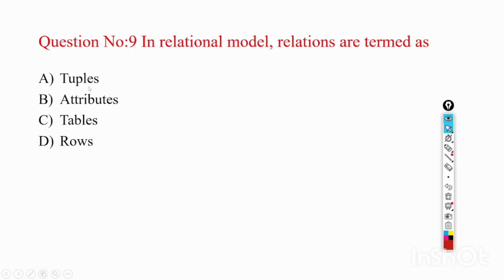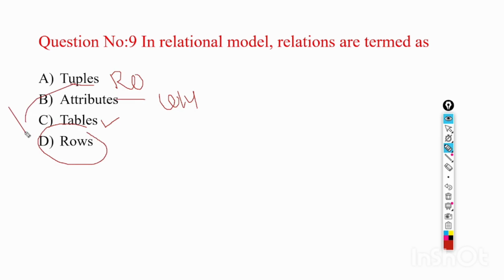Okay, if you take a university website example, the external level is nothing but the student portal view, and the overall university database is the conceptual view. The internal level is how the details are stored in the hard disk. Okay? This three level database architecture is very, very important. Okay, now moving to the next question.